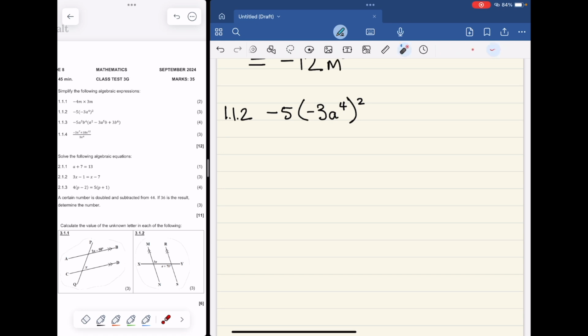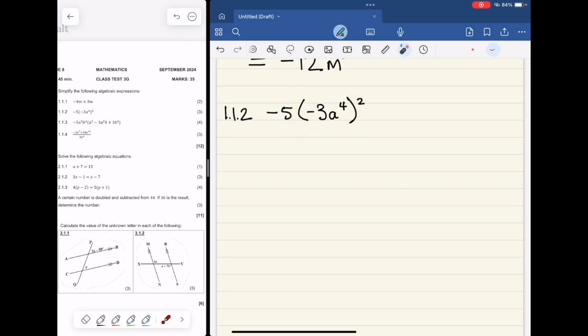1.1.2: negative 5 is being multiplied with this bracket, and inside the bracket we've got a product, negative 3 times a to the power 4. So this product is being raised to the power of 2, and this entire bracket is a power because it's being raised to a power of 2.